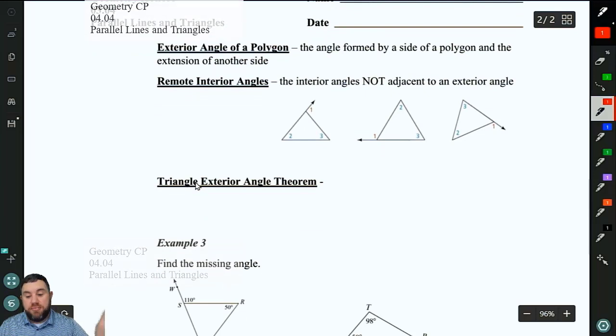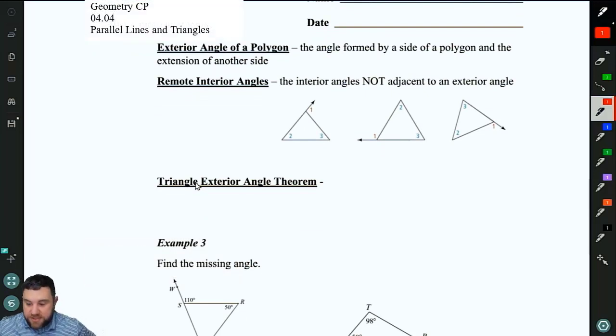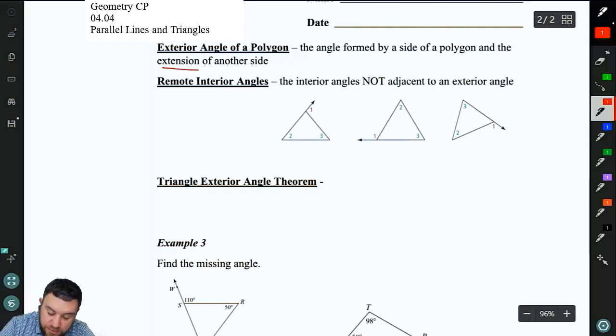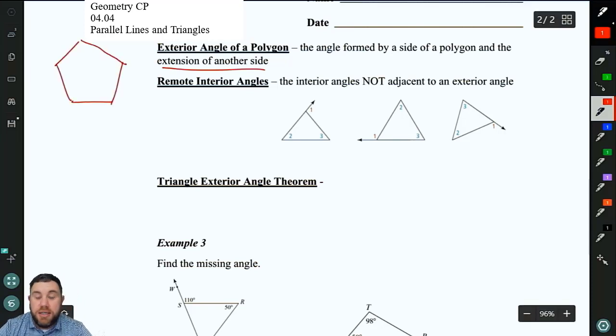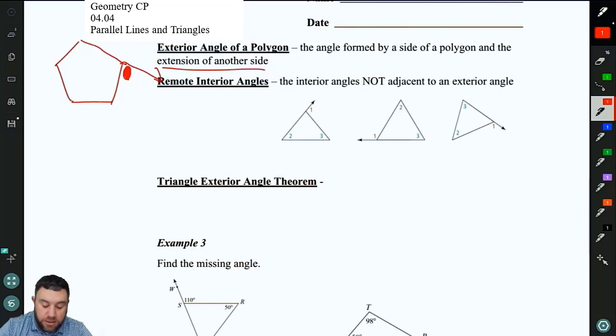Now, something that may or may not be new for you for the rest of this lesson: exterior angles of a polygon. If you extend one side of a polygon, I'm going to do this with a pentagon, it works with any polygon. If you extend one side, then you get an exterior angle. It's the angle between that extension and the side next to it. And it's always going to be the smaller of the two angles.